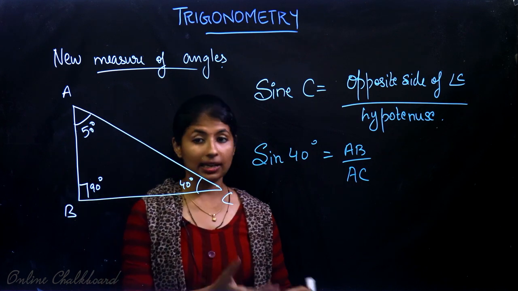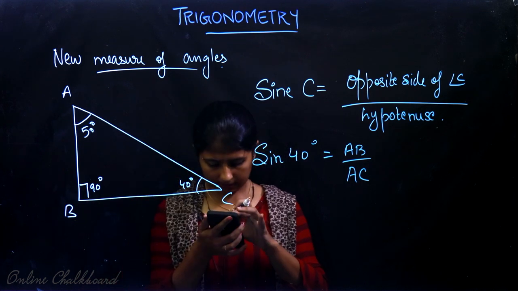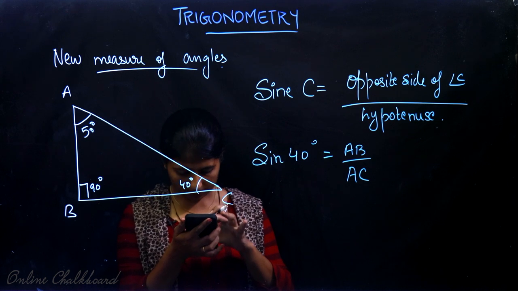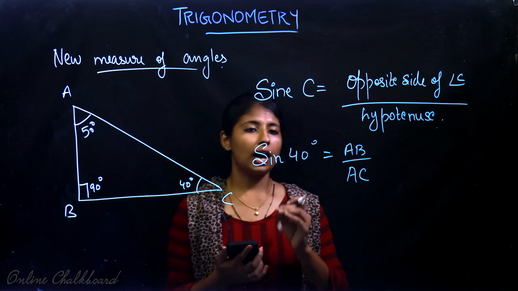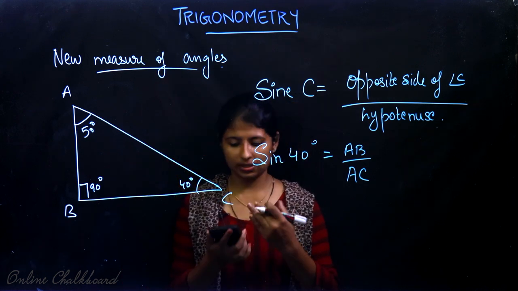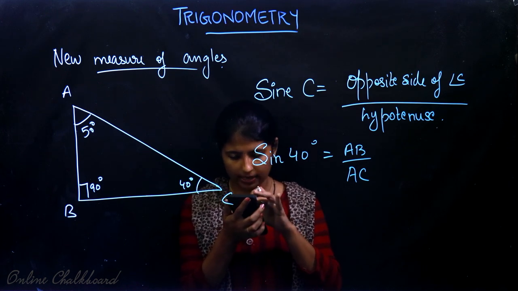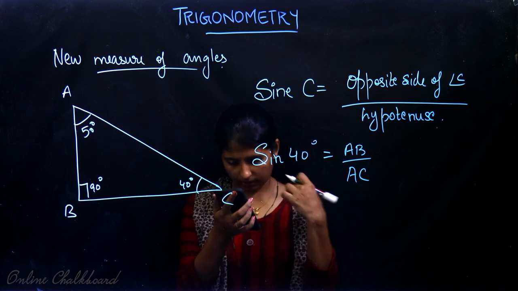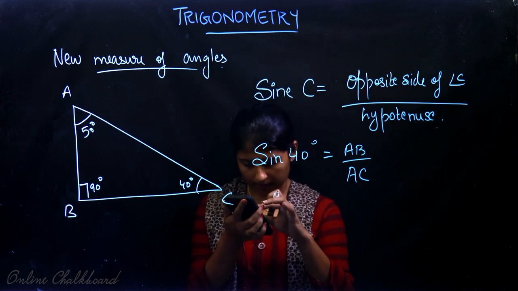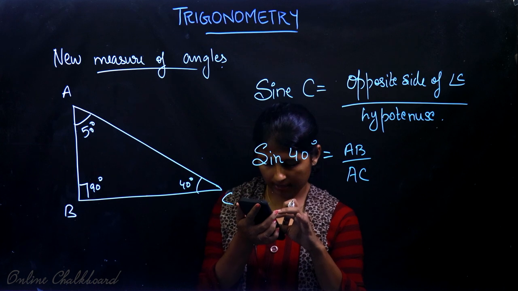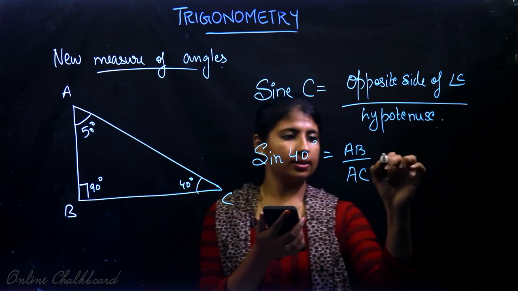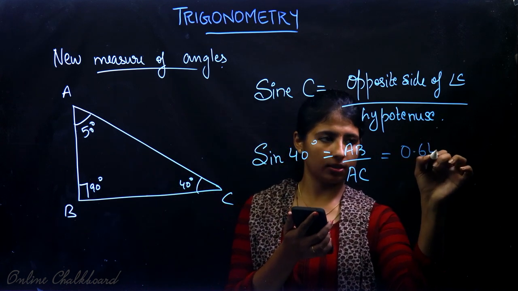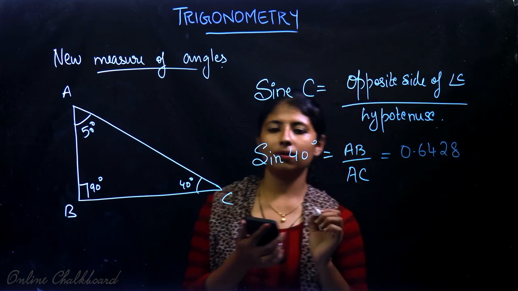This value is in the table in the textbook, at the end of the chapter, table page number 124. Our table gives the sin values. Here the angle is 40. Sin 40 is 0.6428. That is the value. Sin 40 equals 0.6428. This value is from the table.